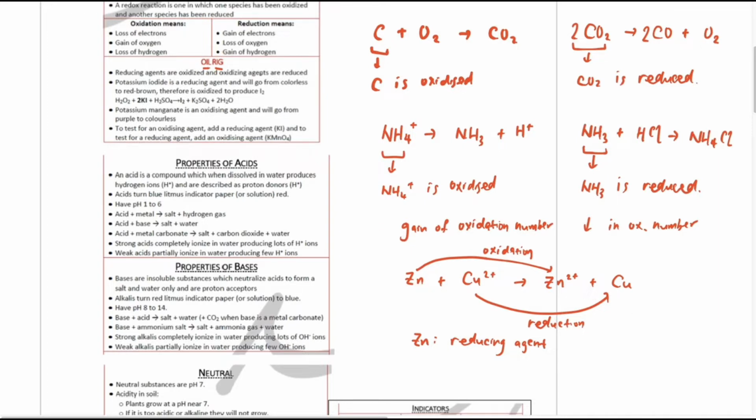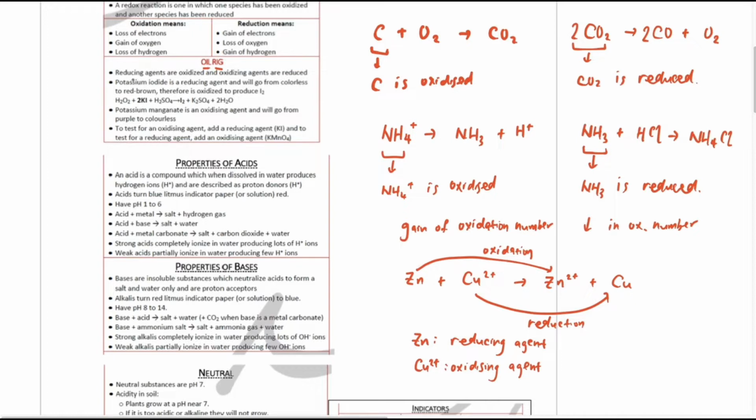Then oxidizing agents are reduced. The oxidizing agents are reduced. So you see, copper 2+ is reduced. So hence copper 2+ is an oxidizing agent.